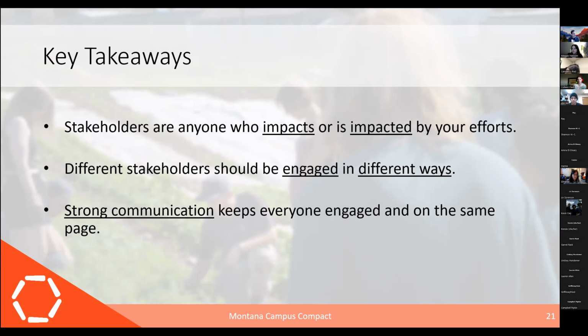And then crucially, strong communication keeps everyone engaged and on the same page. That goes back to this idea of, do you have a communication plan? Who is your audience? What is your message? And how are you going to go about doing it?